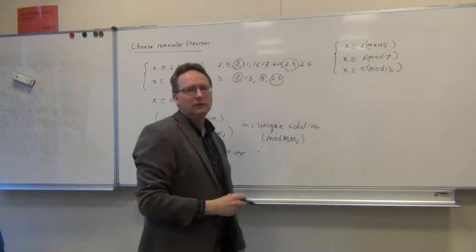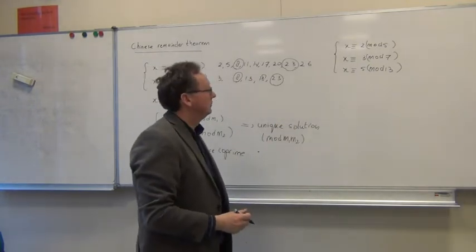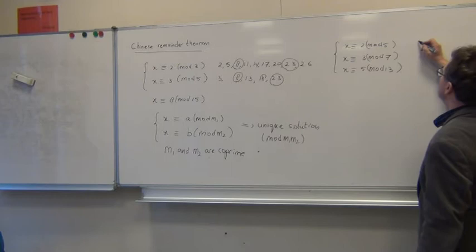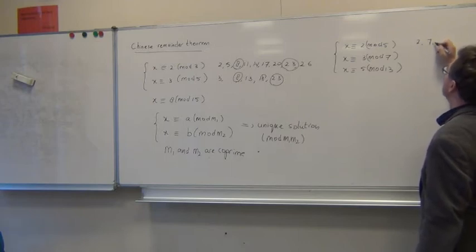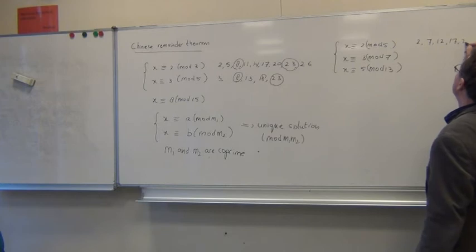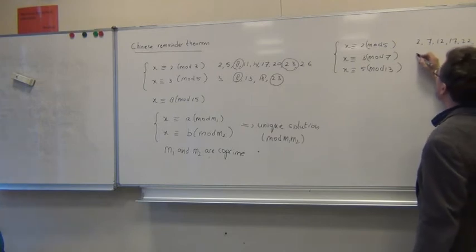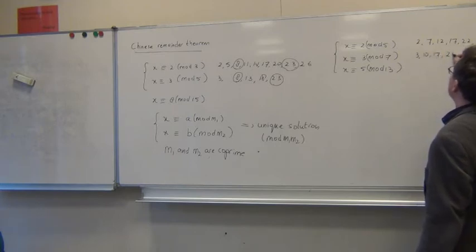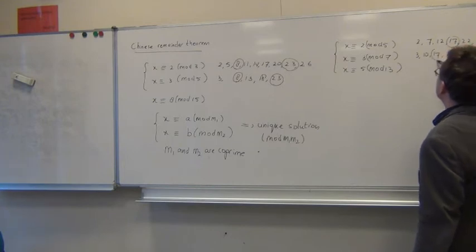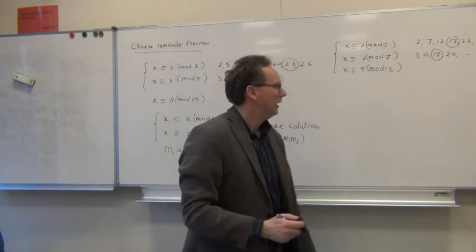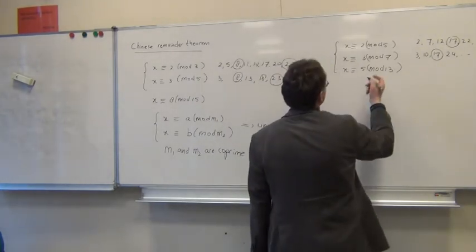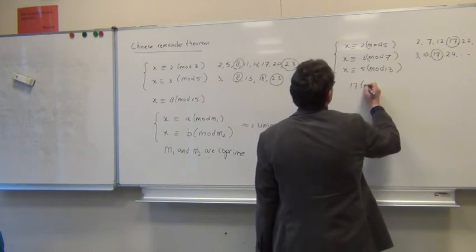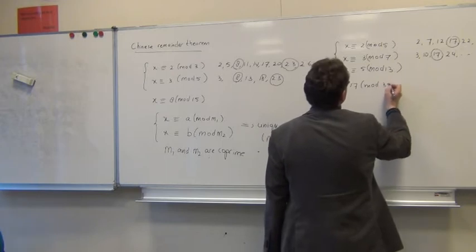How to find the unique solution? Well, you can do a little trial and error. For example, look at the first two equations. You can write down the numbers 2, 7, 12, 17, 22, etc. And here we can write down 3, 10, 17, 24, etc. So the 17 they have in common. So for the first two congruences, the solution will be 17 modulo 35.